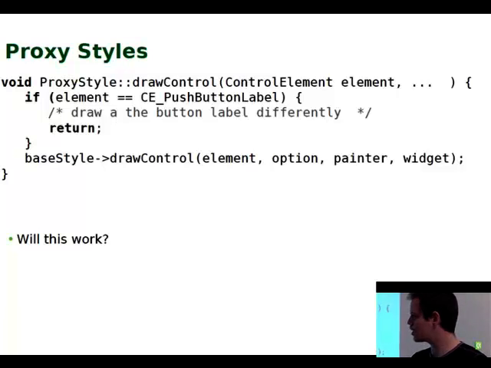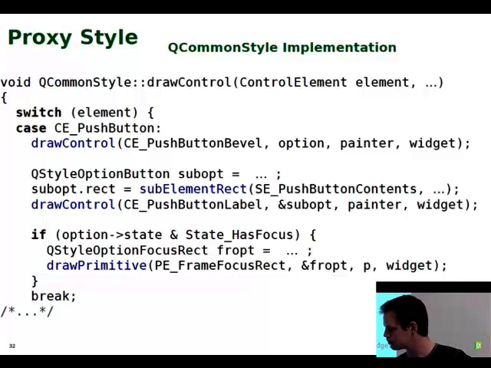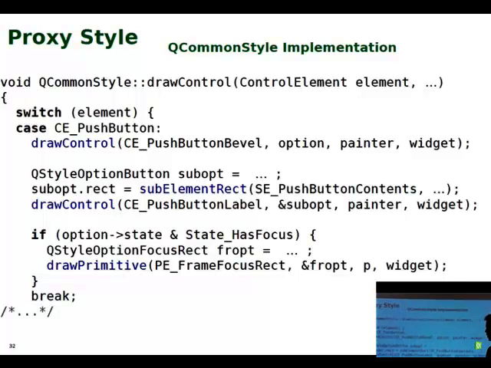Let's look at the implementation of QCommonStyle. If you remember, a QPushButton is composed of a button bevel and a button label. QCommonStyle will call drawControl with the button bevel and with the button label. Do you see the problem?